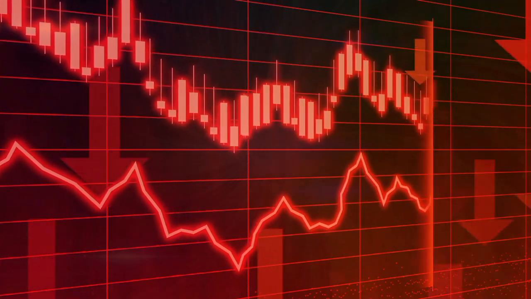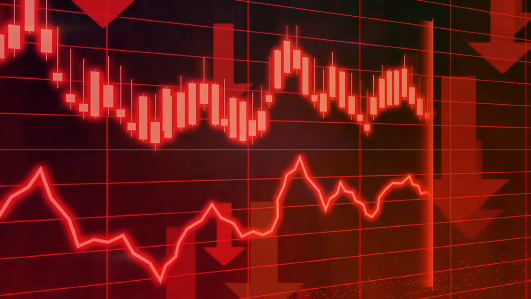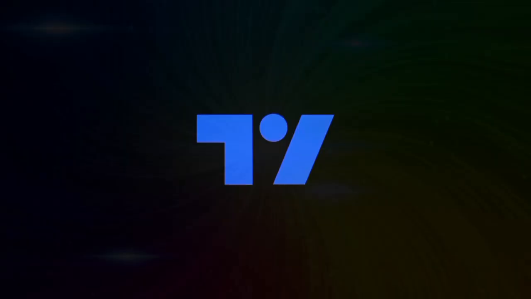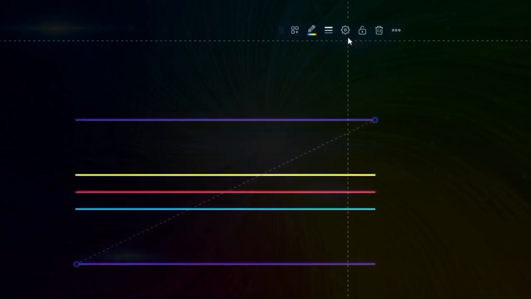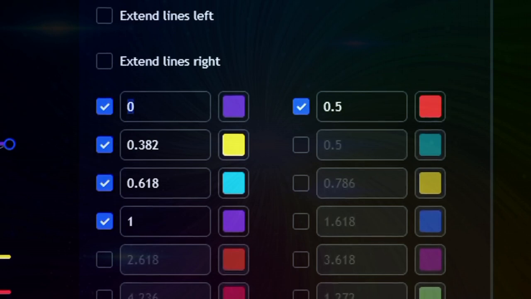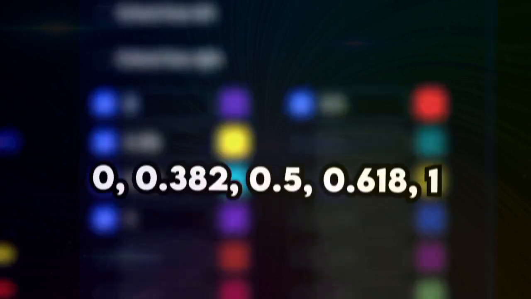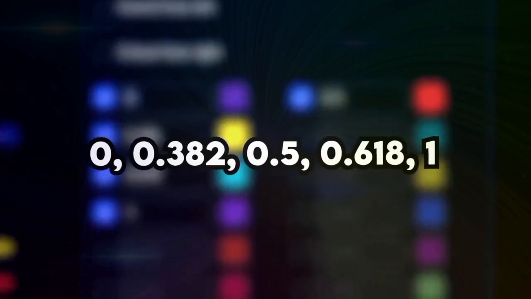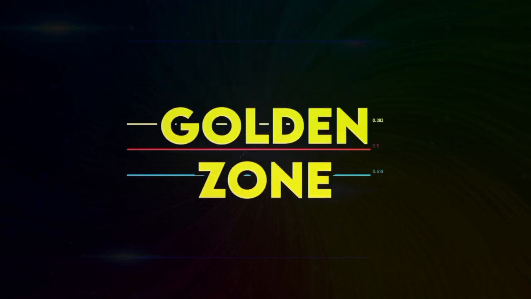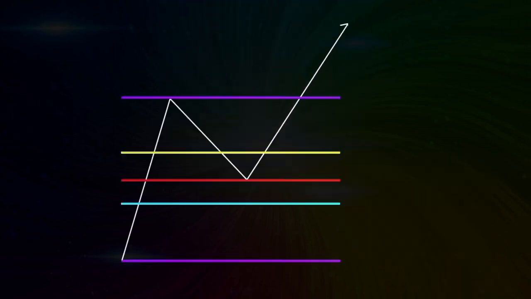Now it's time to go over the best settings. I'll be using TradingView as my charting platform. First, put your Fibonacci tool on your chart and then go to the settings. Here are the levels we'll be using: 0, 0.382, 0.50, 0.618 and 1, giving you something that looks like this. These three levels are the most important in what I call the golden zone. The golden zone is where price is most likely to pull back and reverse.